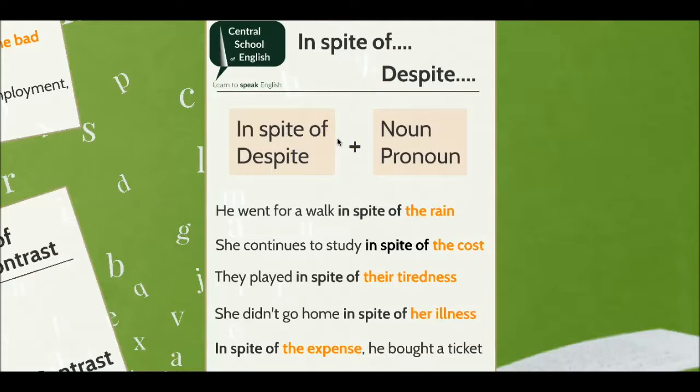Here are some examples of in spite of followed by a noun or a pronoun. He went for a walk in spite of the rain. She continues to study in spite of the cost. They played in spite of their tiredness. She didn't go home in spite of her illness. In spite of the expense, he bought a ticket.